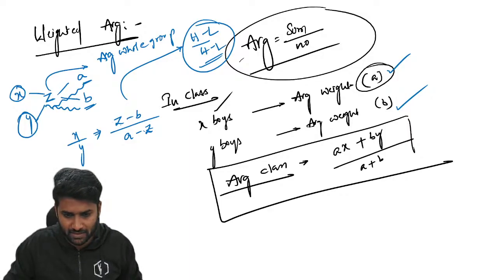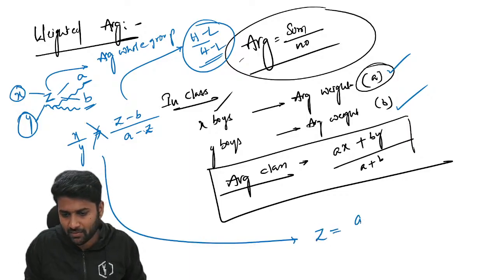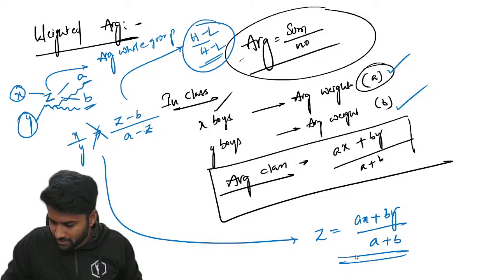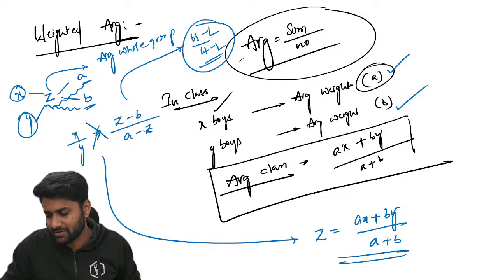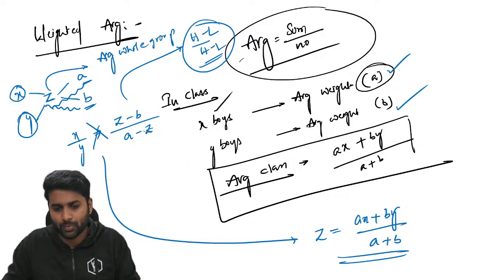Hope you understand. If you go through the cross multiplication, finally you will get z is equal to ax plus by divided by a plus b. Is it clear? It is similar to the weighted average only. We need this information in individual values and group values. If I have an individual average and a group average, then you can use the concept of alligation and mixing.